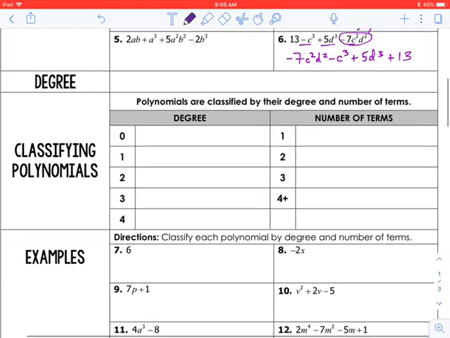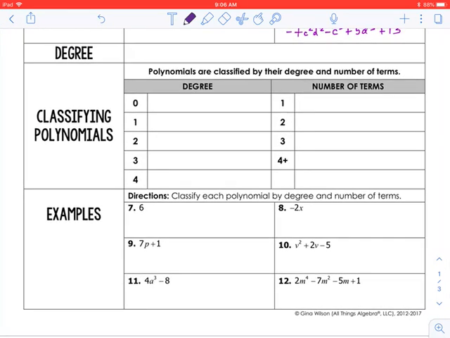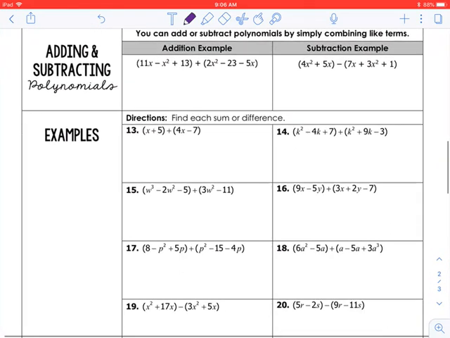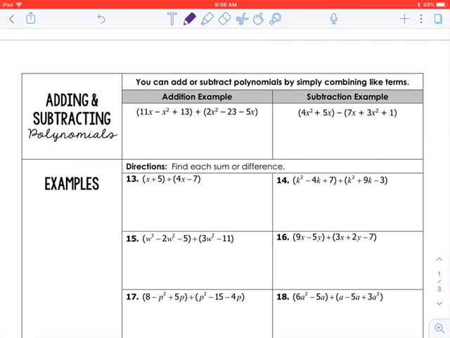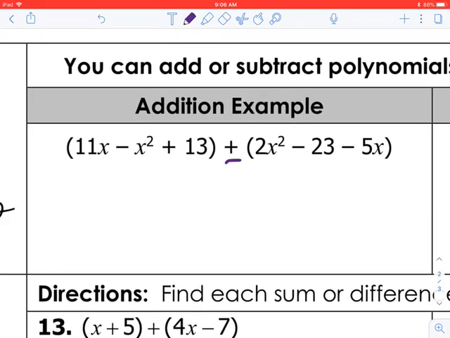Okay, so classifying polynomials by degree and number of terms. We'll talk more about this later, but for now I want to come back to combining like terms, okay? So adding and subtracting, when you're adding and subtracting polynomials, you're basically just combining like terms. But what you have to do is really pay attention to your signs. So if it's adding, there's really nothing else to do except look for like terms.